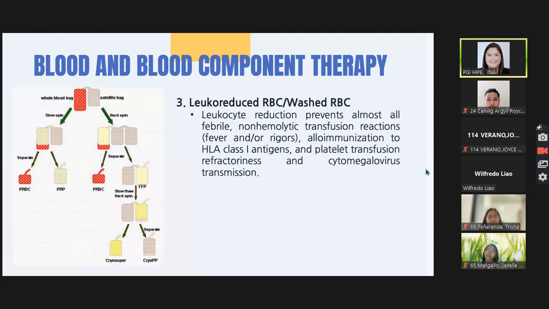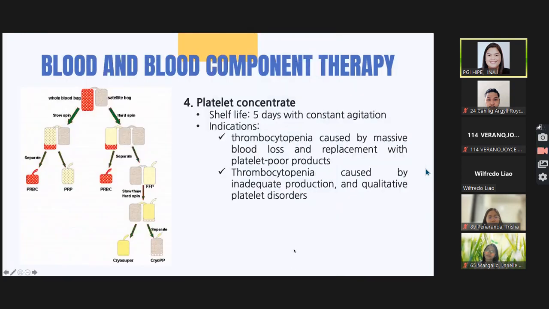Next, we have the platelet concentrate. The shelf life is 5 days with constant agitation. It is used for thrombocytopenia that is caused by massive blood loss and replacement with platelet poor products. Also, it is used in thrombocytopenia that is caused by inadequate production and qualitative platelet disorders. So that's your platelet concentrate.